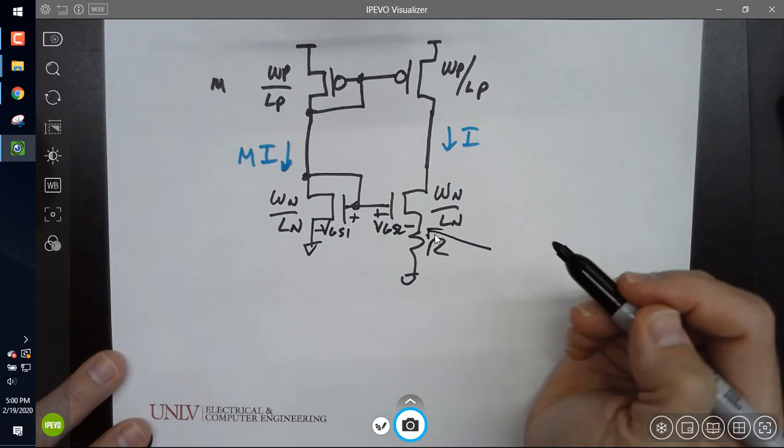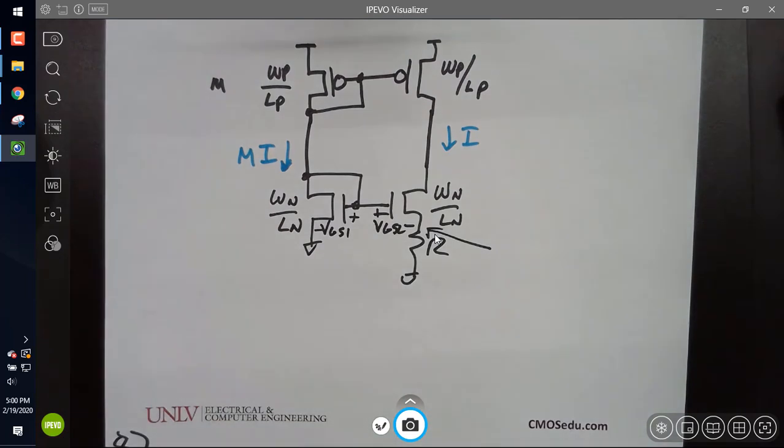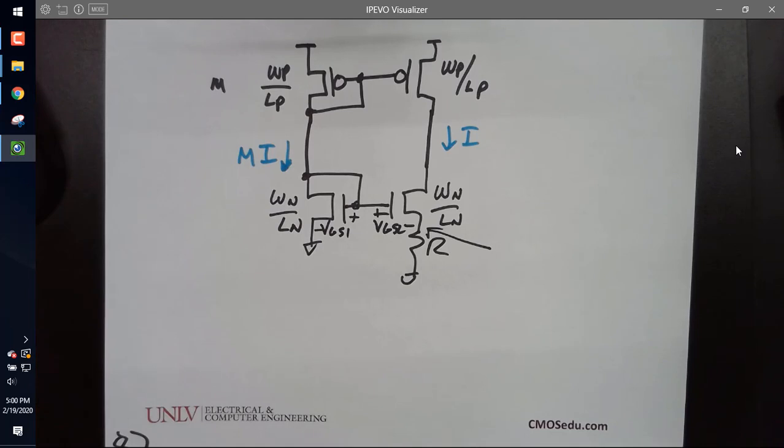You understand the NMOS are the same size now, right? Which one of those NMOS are the same size? Which one is going to have a higher VGS, M1 or M2? M1, why? It's got a higher current. What's the relation?